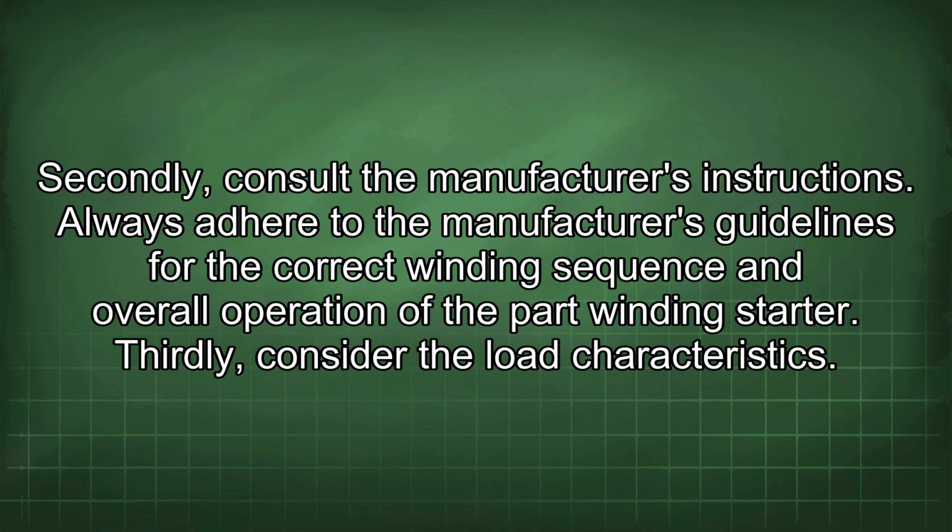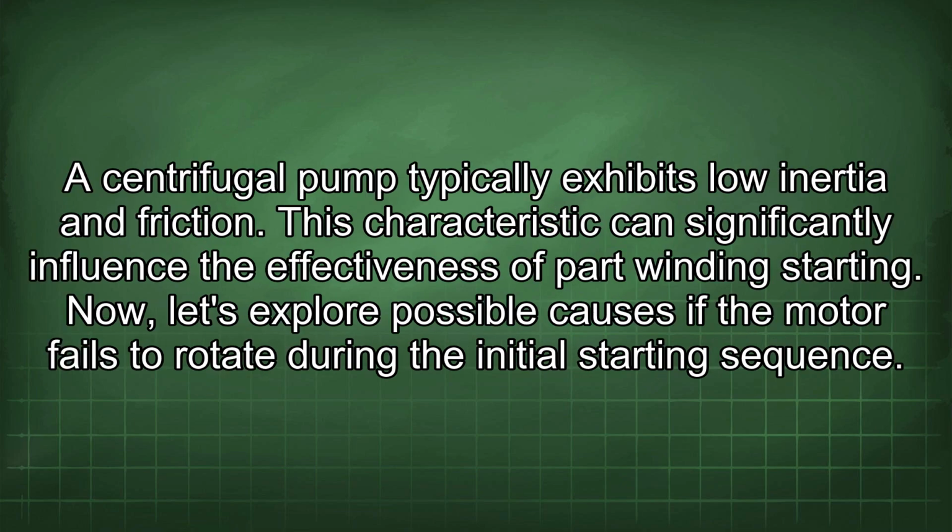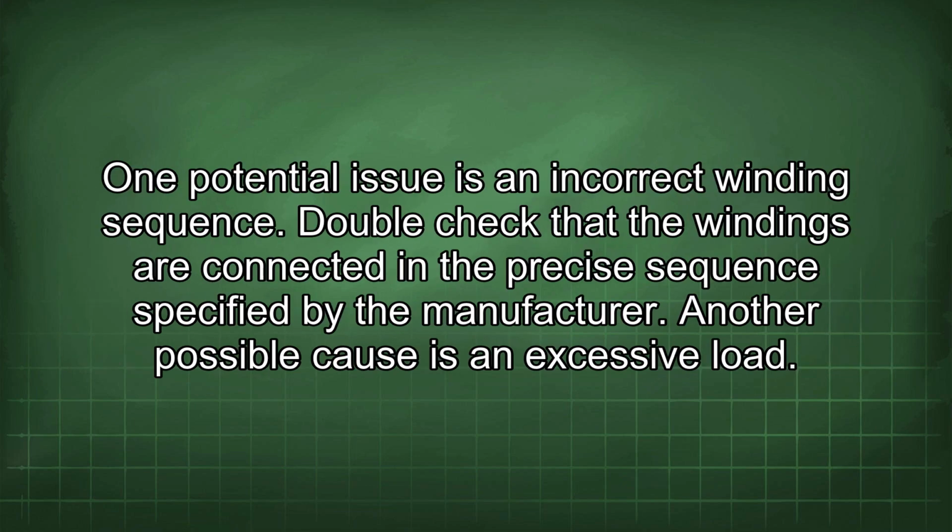Thirdly, consider the load characteristics. A centrifugal pump typically exhibits low inertia and friction. This characteristic can significantly influence the effectiveness of part winding starting. Now, let's explore possible causes if the motor fails to rotate during the initial starting sequence. One potential issue is an incorrect winding sequence. Double-check that the windings are connected in the precise sequence specified by the manufacturer.